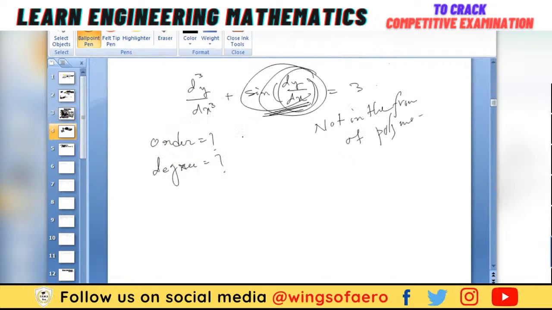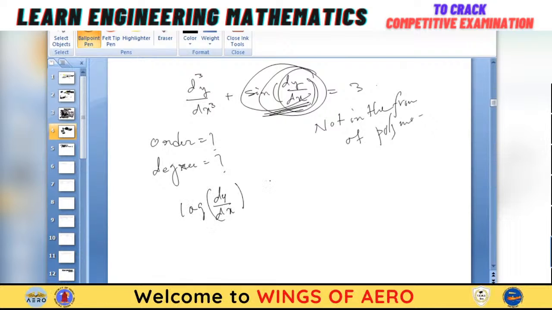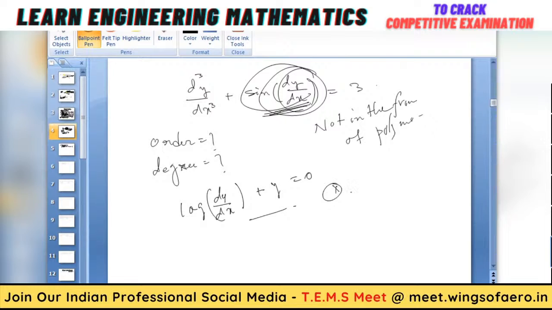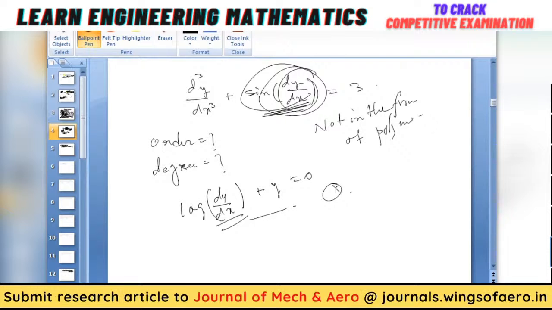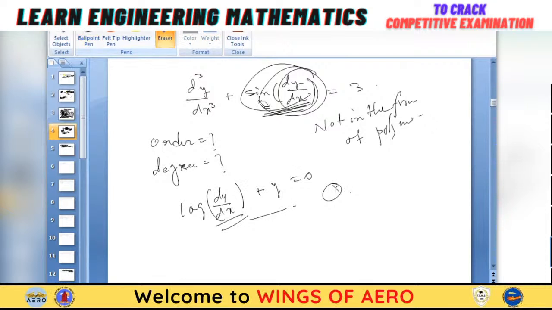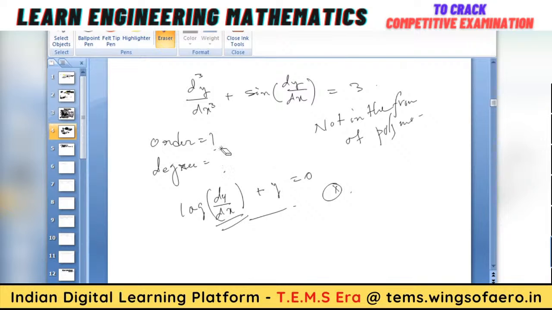Similar equation can be found. Suppose dy/dx, log of dy/dx, plus y is equal to 0. What is the degree? No degree, because this is not a polynomial in dy/dx. Okay, any doubt? No, sir. Okay, so this is a very important thing. So degree is 0 here, yes, degree is 0 or no degree, cannot be defined.